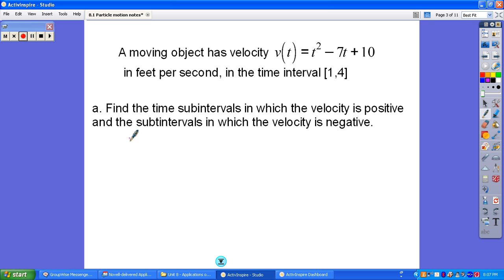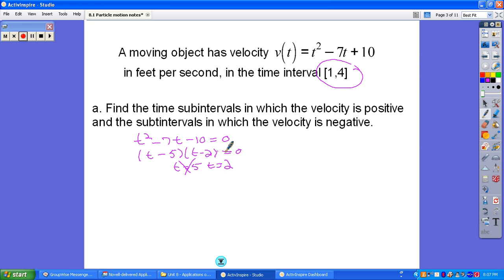By doing that, we set the velocity equal to 0, and then we factor. So this factors to t minus 5 and t minus 2. And then I set each factor equal to 0, and I get t equals 2 or t equals 5. And notice we always want to look at our domain. 5 is not in our domain, so we're not going to worry about that.